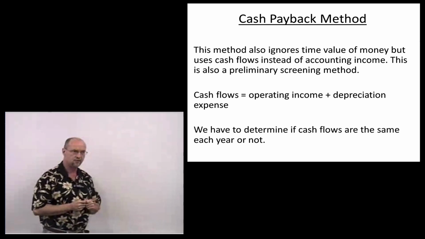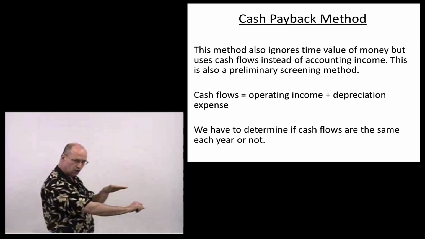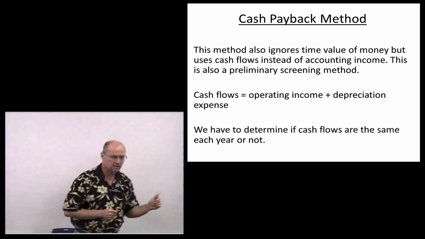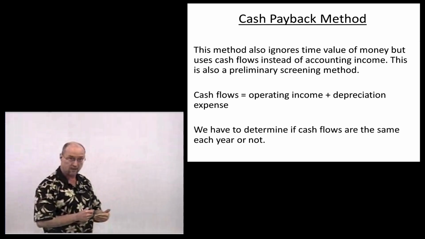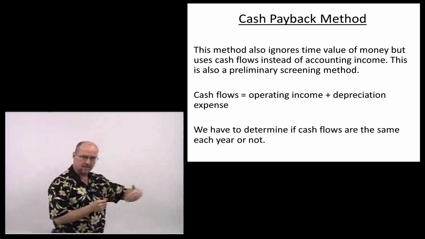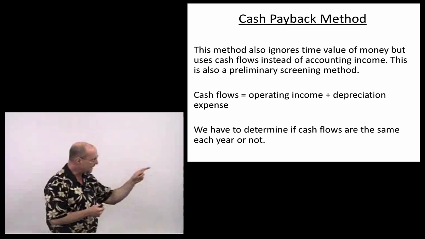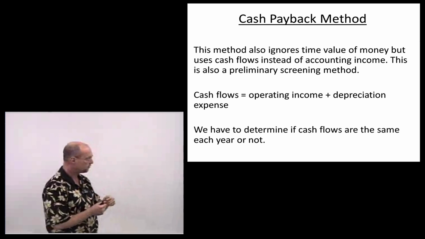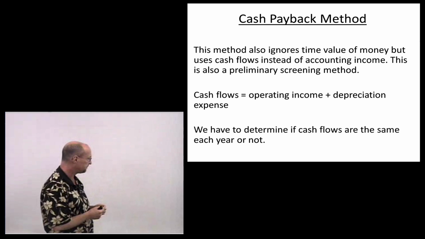Remember, think back to when we record depreciation, we debit depreciation expense, but we credit accumulated depreciation. We do not credit cash. Depreciation expense is a non-cash expense. So to determine cash flows, and cash flows, by the way, is think of the revenue coming in, the money coming in, that's an inflow. The cost or expenses is an outflow. We add back depreciation expense because it's an expense that does not require a payment of cash. So operating income plus depreciation expense gives us cash flows.